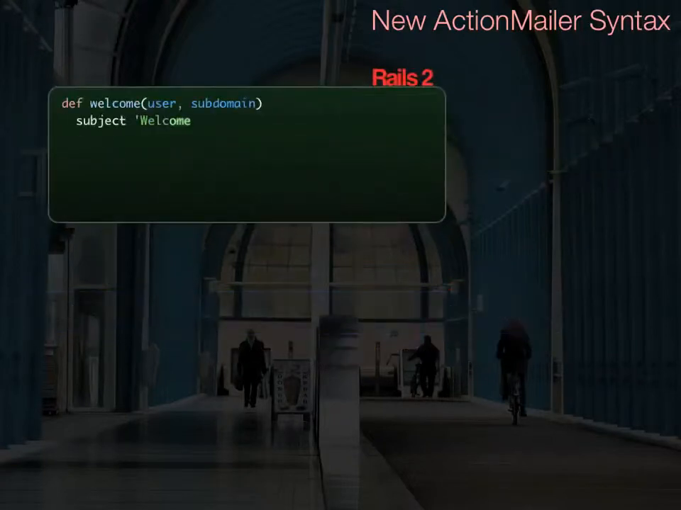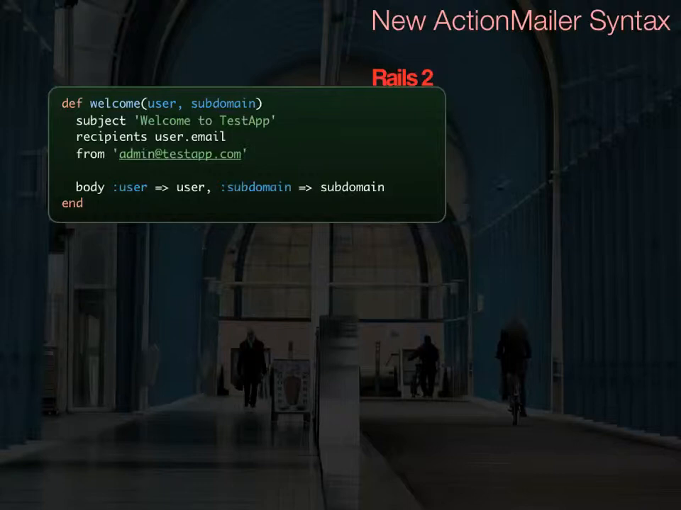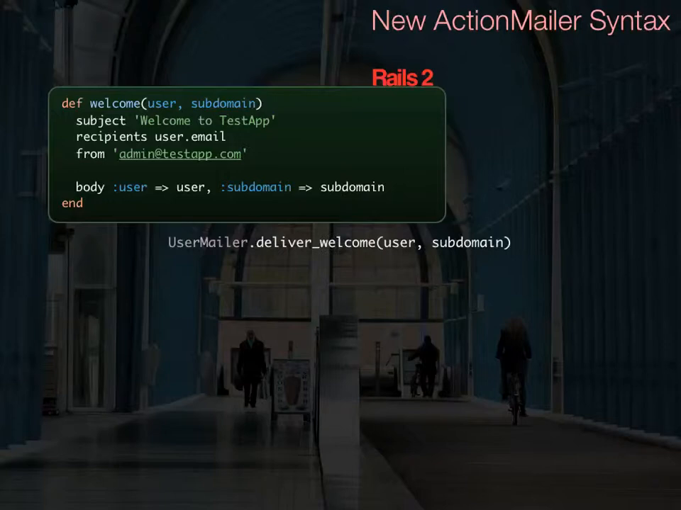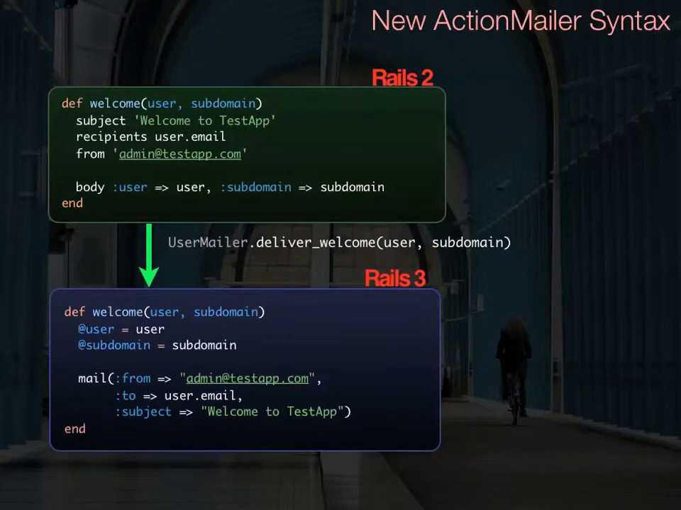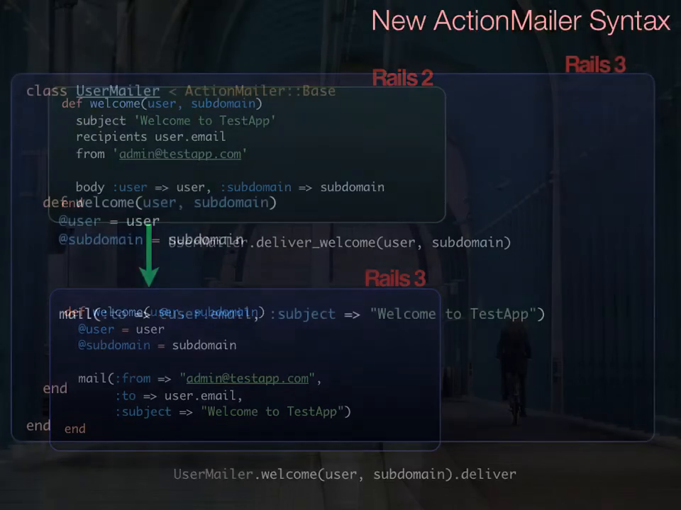The syntax for creating and sending mail has changed in Rails 3 as well. In Rails 2, mail creation might look something like so. We would send this email by doing UserMailer.deliver_welcome. And now in Rails 3, creating an email has an improved syntax. You can see here we set instance variables to store data which we're going to use to render our emails. And we use the mail method to specify options about sending our email. To deliver email, we now would call UserMailer.welcome_user_subdomain.deliver. It's a slightly improved syntax.